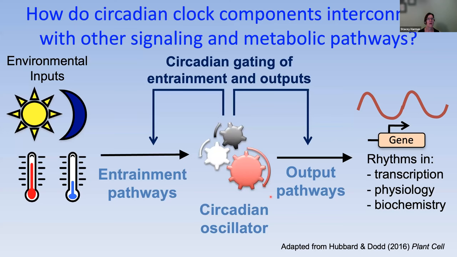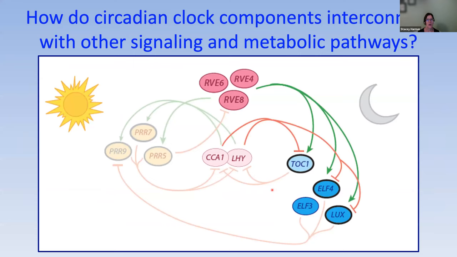Other articles in the issue focus more on some of the clock components. And here in this view, I've highlighted these pink genes. So these dark pink genes are called REVEILLES. These are MYB-like transcription factors, intrinsic components of the core oscillator. And these lighter pink genes, CCA1 and LHY, are also intrinsic components of the oscillator. All of these are MYB-like transcription factors. They have very similar DNA binding domains, and in fact, they bind to the same cis elements. This is important because they share some targets.